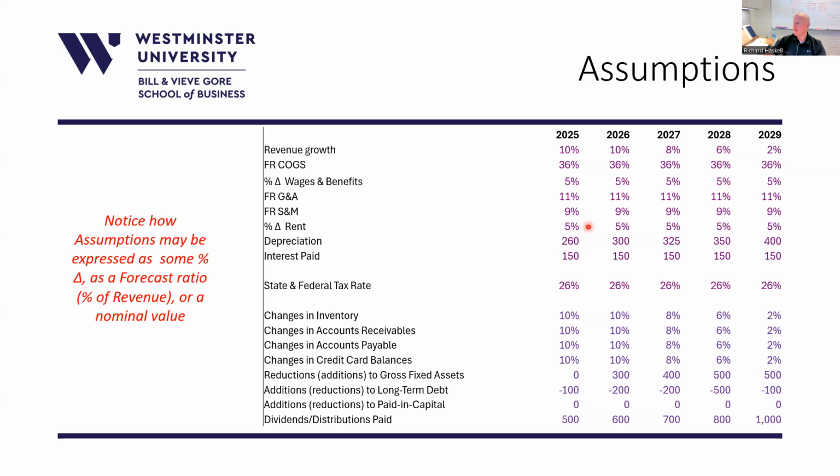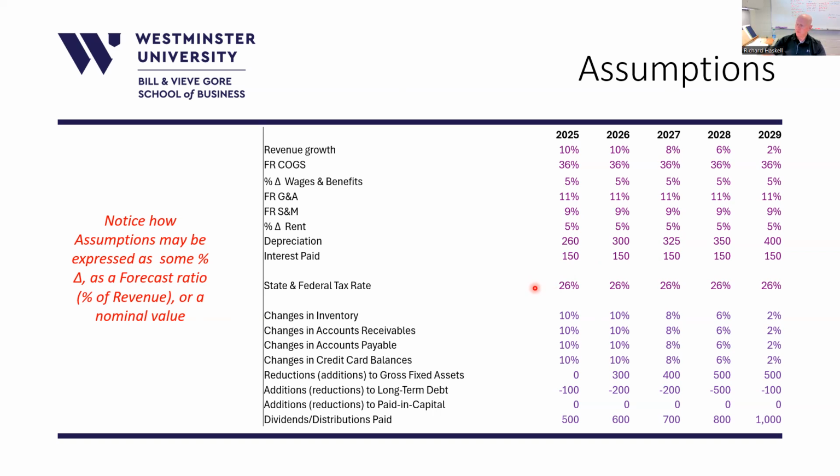And it appears as though we have some information about our accumulated fixed assets, our gross fixed assets, sufficient to result in a depreciation expense in 2025 of $260. And that's increasing a little bit each year to $300, $325, $350, and then finally $400. We see some interest expense, and we're seeing that it's $150. And until we decide that we're going to change any of our long-term debt, then maybe that interest expense remains constant. And then we also have our state and federal income tax rate at 26%. We're making an assumption that remains constant.